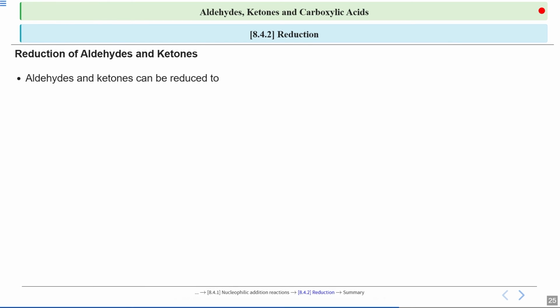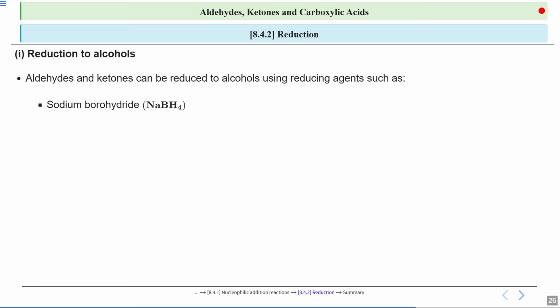Now we will talk about the reduction of aldehydes and ketones. Aldehydes and ketones can be reduced to alcohols, and they can be reduced to hydrocarbons. One by one we will see how they are reduced to alcohols and hydrocarbons. First we will focus on reduction to alcohols using reducing agents. What reducing agents can you use? The first one is sodium borohydride.